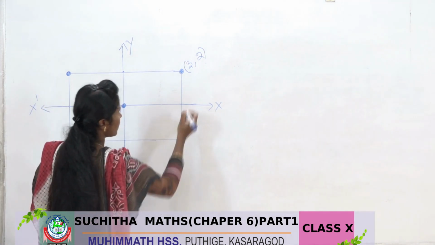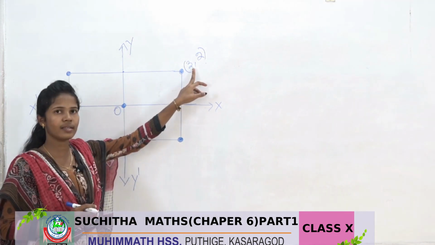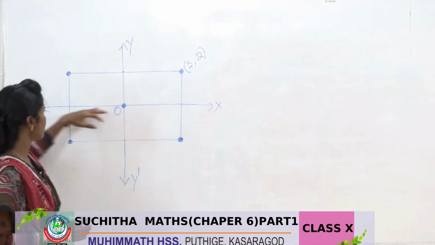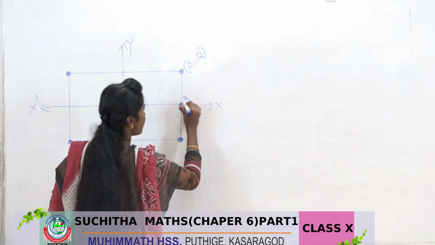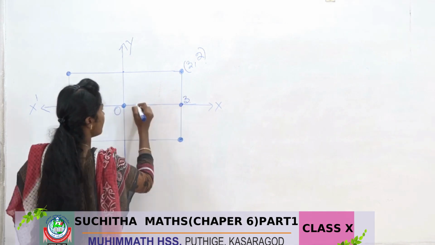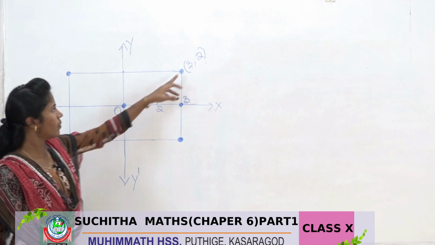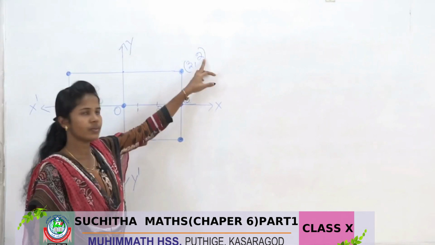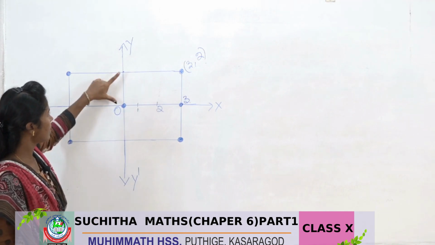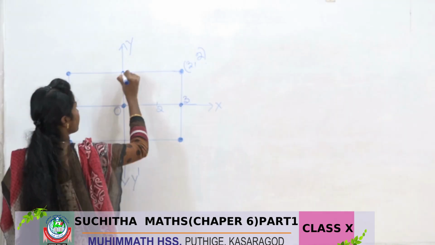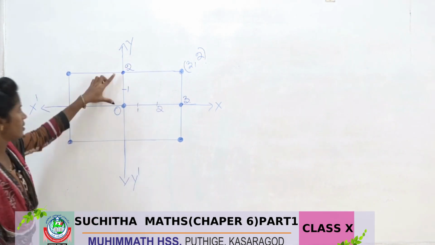So here 3, 2. 3 denotes the number in x-axis. Here x-axis is this line. So 3 is here. This number is 3 because this length is 3 centimeter. And y coordinate is 2. This line is parallel to y-axis. So this length is 2 centimeter. This point is 2. That means this length is 2 centimeter. Okay.